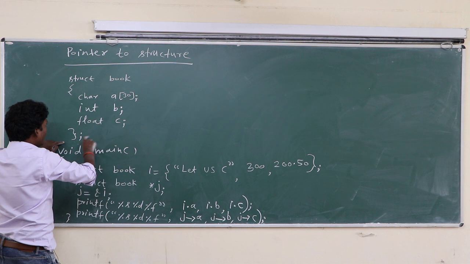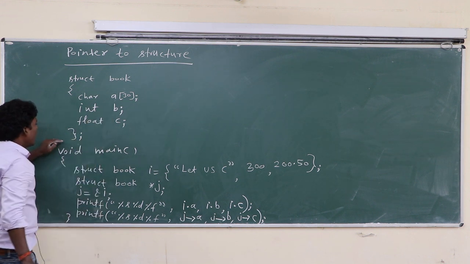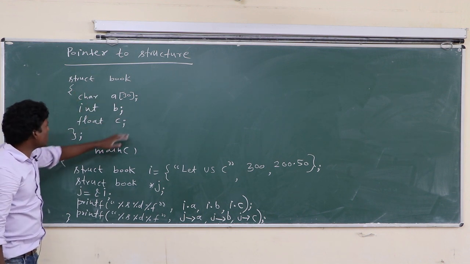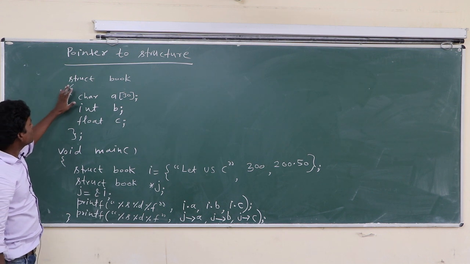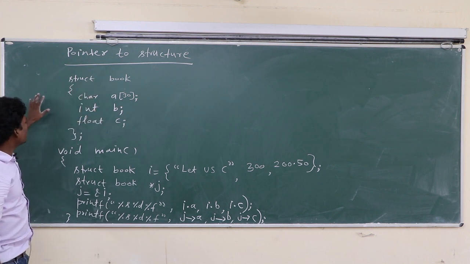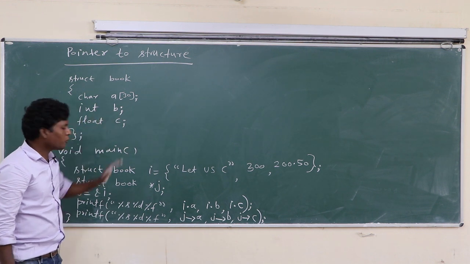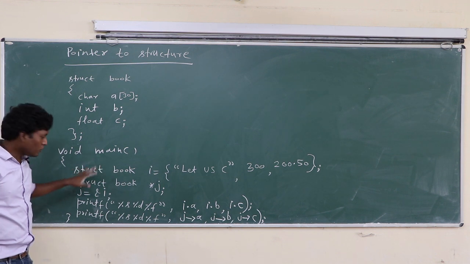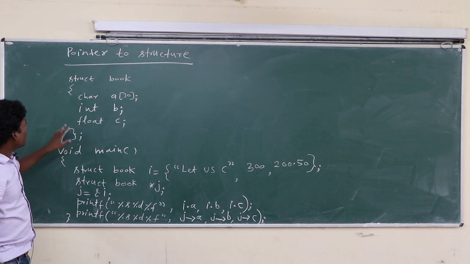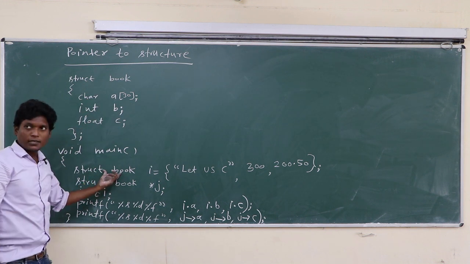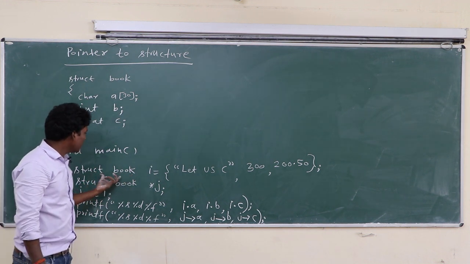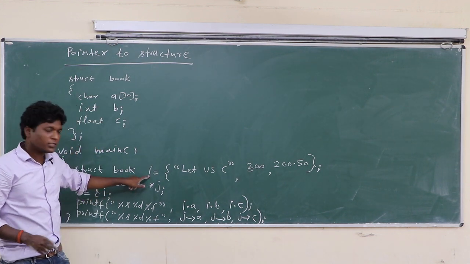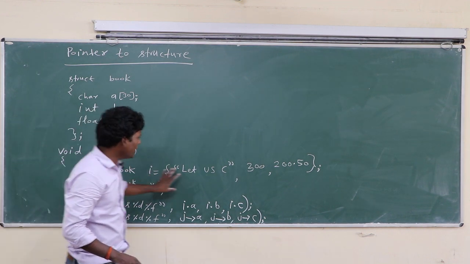This is the user defined data type or new data type, and this data type is declared before the main. That's why it becomes global, and this new data type is visible for all functions in the program. So it is also visible in main. Class, struct book is a data type, and we declare a variable i. This is the structure variable, and we initialize it.